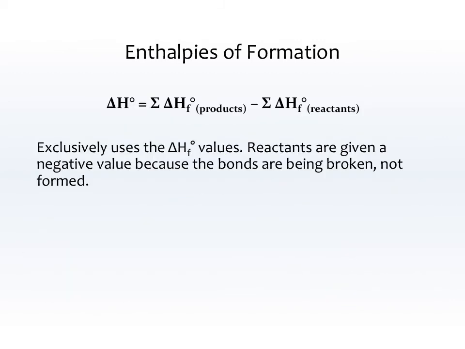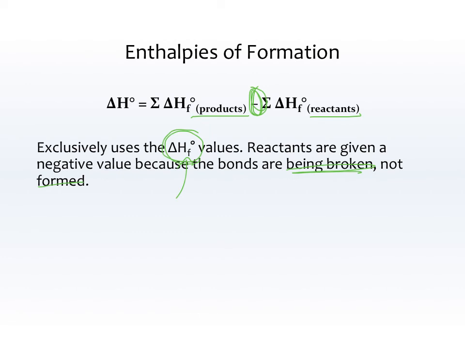That was Hess's law. Now, Hess's law can also kind of be used, or at least when you have to do the heats of formation, with enthalpies of formation. This is a formula you might be more familiar with from Chemistry 1. Essentially what we're saying is, to find the delta H, we're going to take the delta H formation for the products minus the delta H formation for the reactants. Products minus reactants. This formula exclusively uses the delta HF values. Reactants are given a negative value. It's minus reactants because the bonds are being broken, not formed, because this is delta HF for formation.